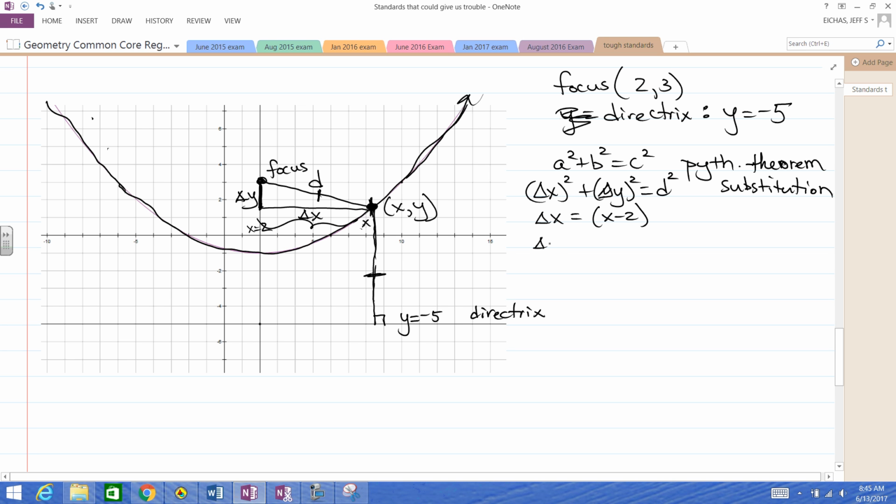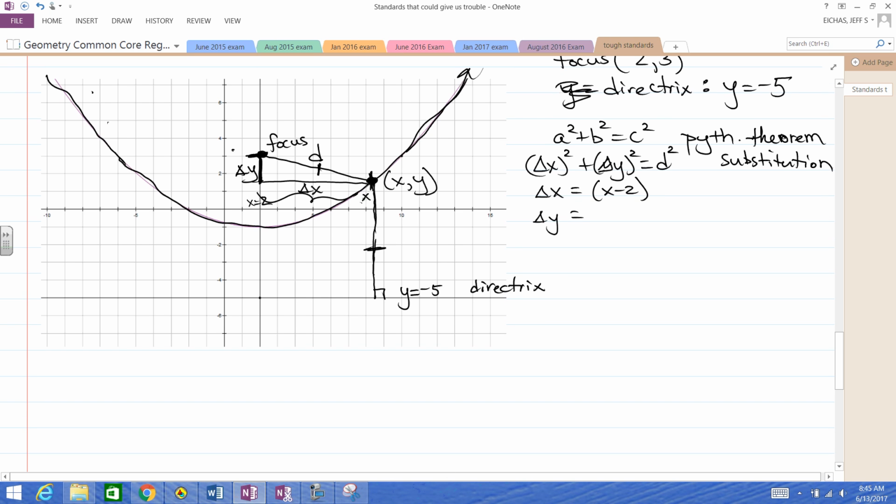The change in y is going to be the distance from 3 down to wherever y is. I don't care if it's positive or negative. I'm going to call it y minus 3. 3 minus y won't make any difference because we're going to square it. So now we're going to substitute in again. Instead of change in x, I'm going to call it x minus 2. And instead of change in y, I'm going to substitute in y minus 3.